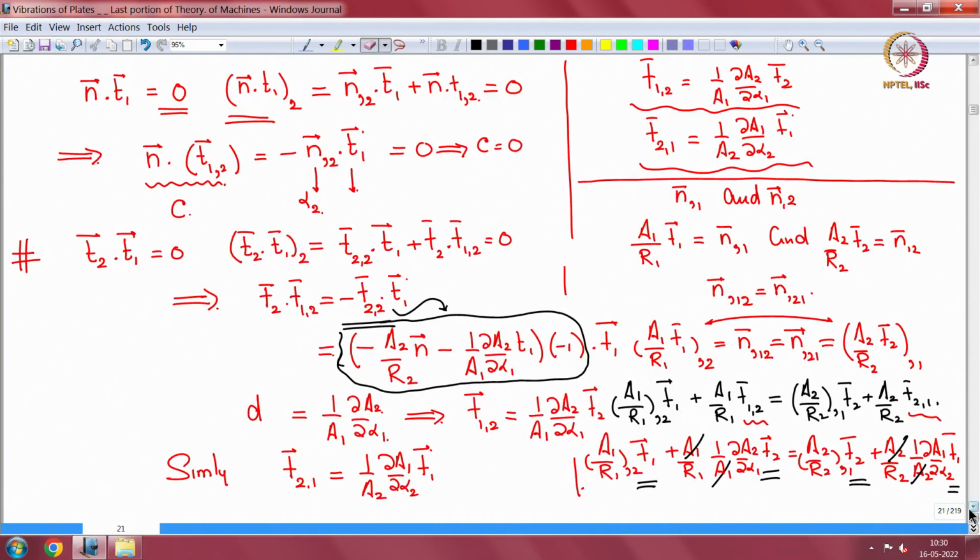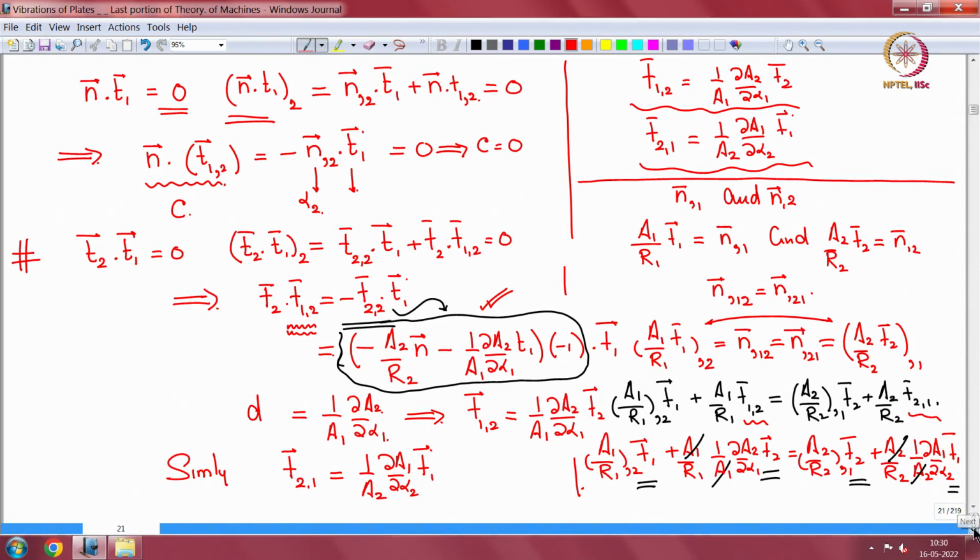Good morning and welcome to this next lecture on vibrations of plates and shells. Last time we derived the Gauss-Codazzi relations. However, in the process of deriving, I needed T12, and for finding T12 I used this relation which is T22, but I did not derive T22. So, I just took it. So, today we will derive T22.